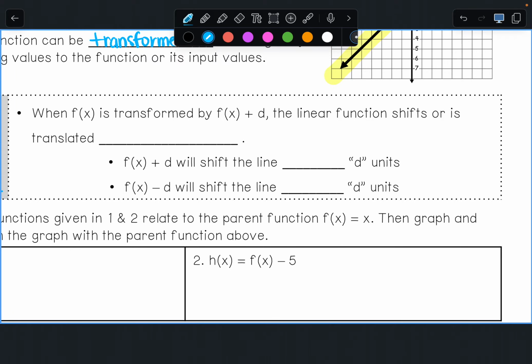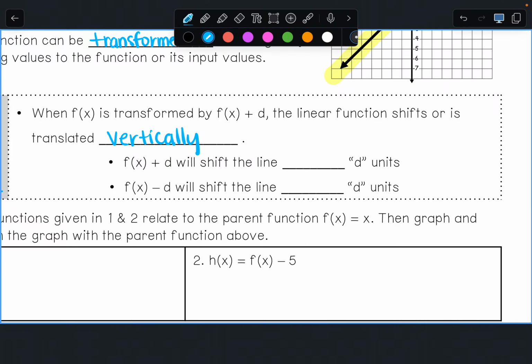So that means you are translating it vertically. Miss, that looked like you were moving the line left to right. It does look like you're moving it left to right, and moving it left to right is what we're going to do on the back side. Okay? So we're moving it vertically.